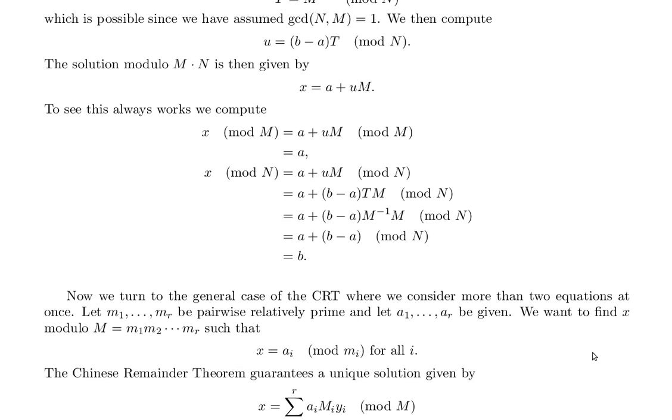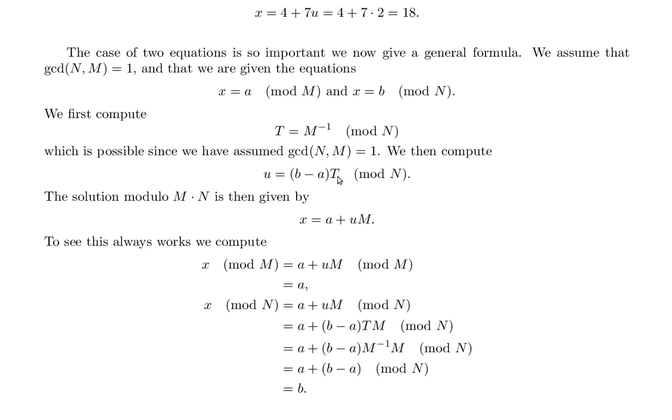To see this always works, we compute x mod m equals a plus um mod m equals a. x mod n equals a plus um mod n equals a plus (b minus a) t m mod n equals a plus (b minus a) times m to the minus 1 times m mod n equals a plus b minus a mod n equals b. I'm not sure where this t comes from. Oh, the t is m to the minus 1.